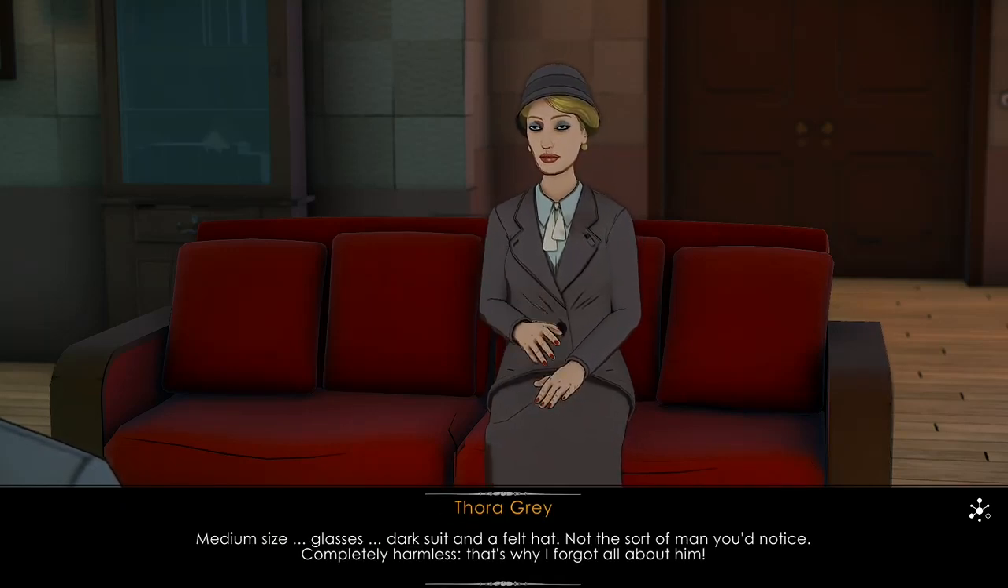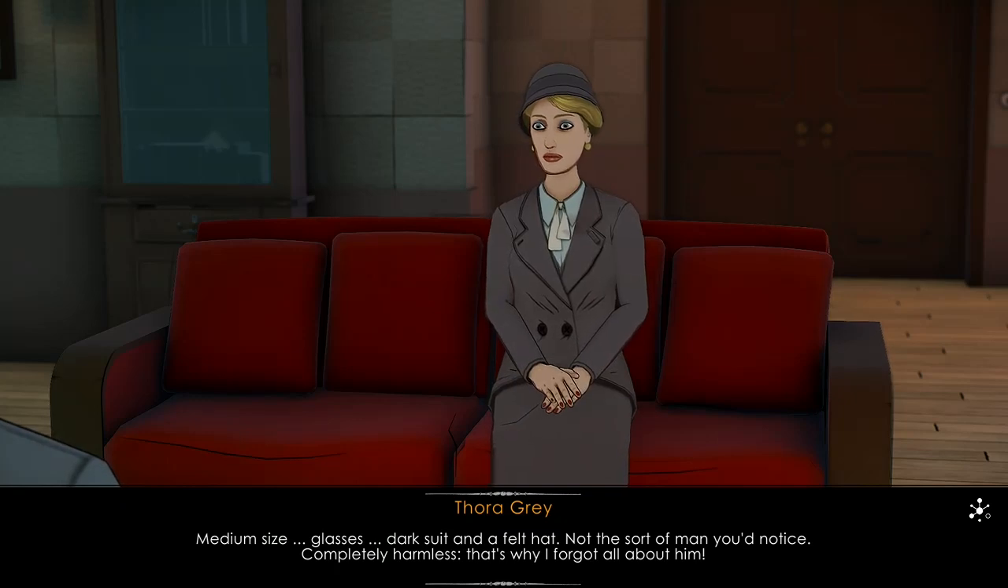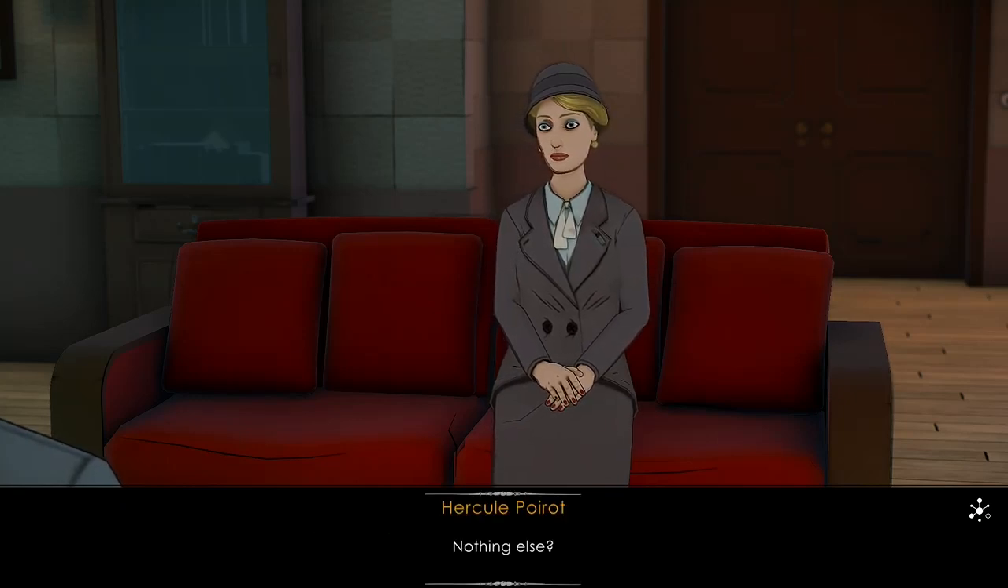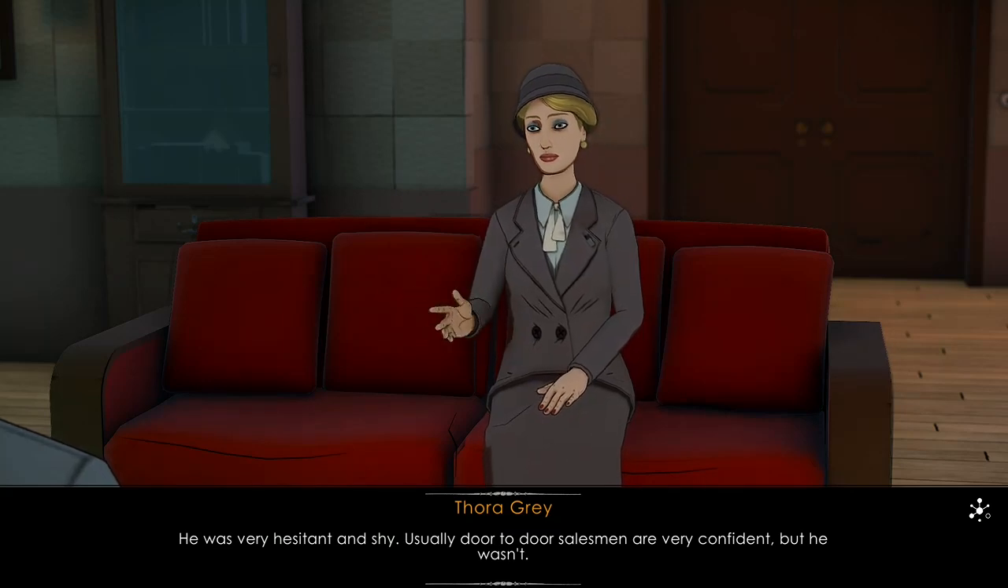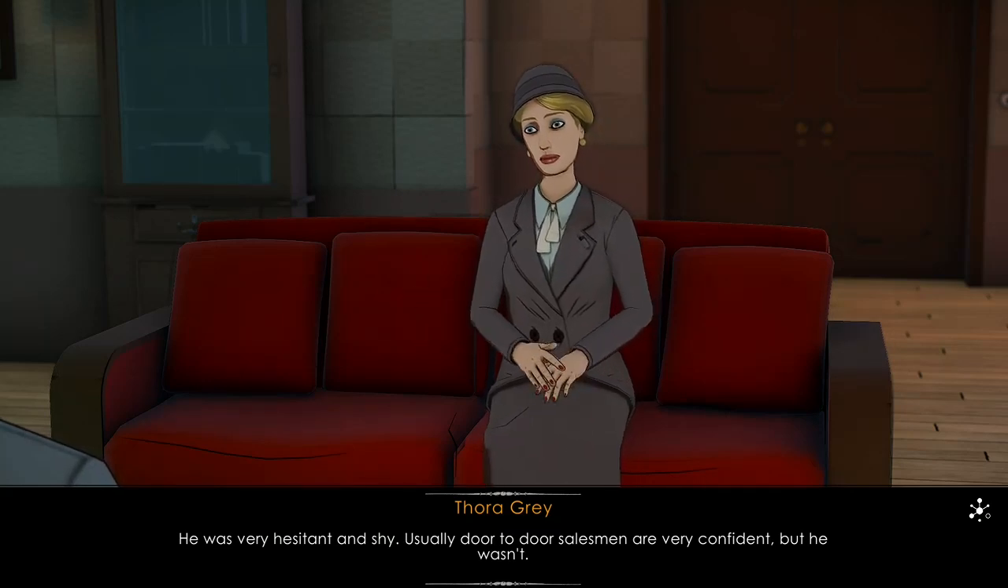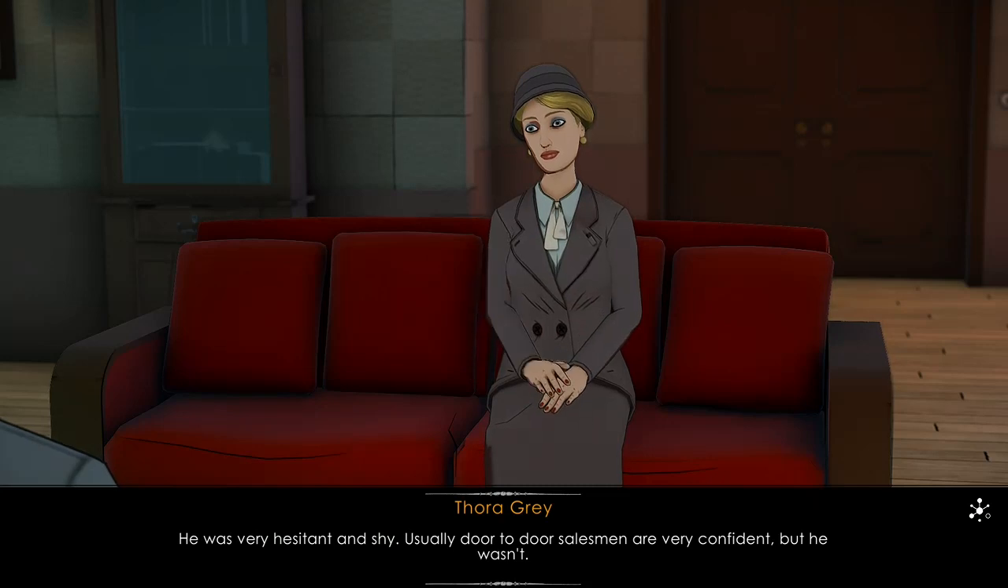Medium size, glasses, dark suit, and a felt hat. Not the sort of man you notice. Completely harmless. That's why I forgot all about him. Nothing else? He was very hesitant and shy. Usually door-to-door salesmen are very confident, but he wasn't.